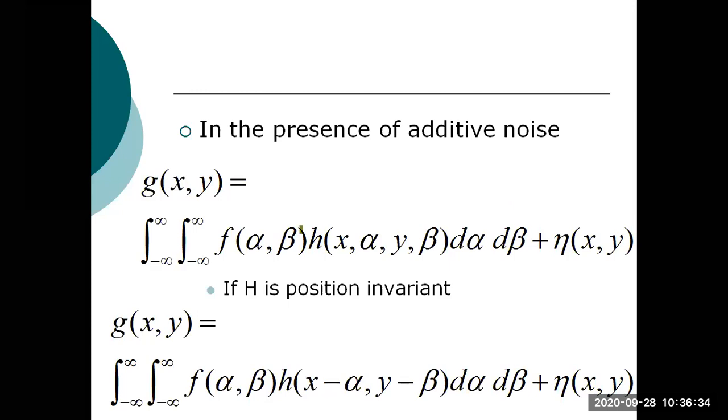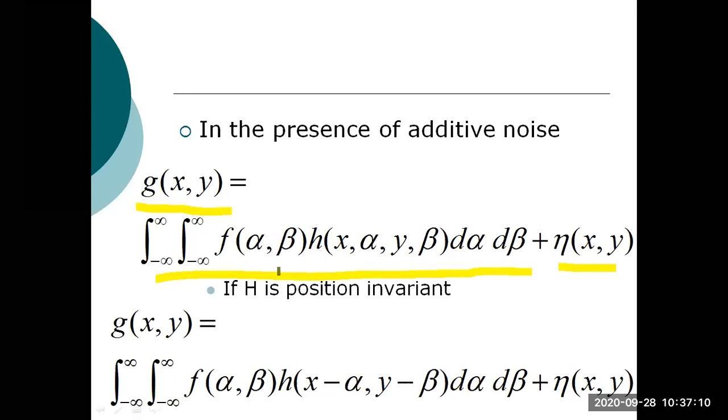The output of the degraded function block is given by the modified g of x comma y equals, this is the first kind expression, integral of f of alpha comma beta into h of x comma alpha comma y comma beta into d alpha d beta. This is the first kind of superposition expression, plus add this eta of x comma y. This eta may be a different noise model.